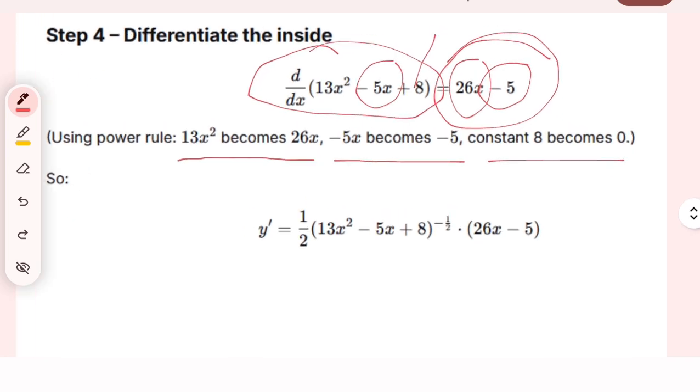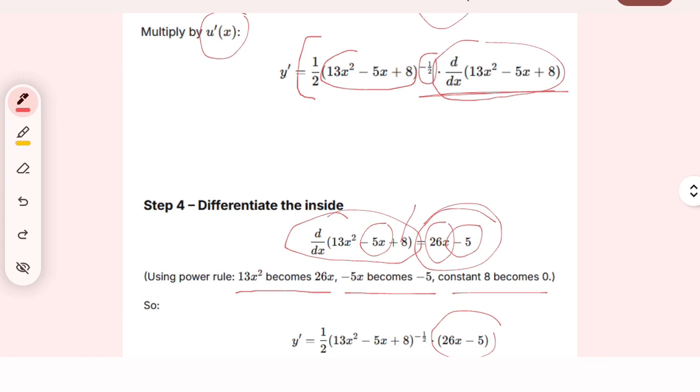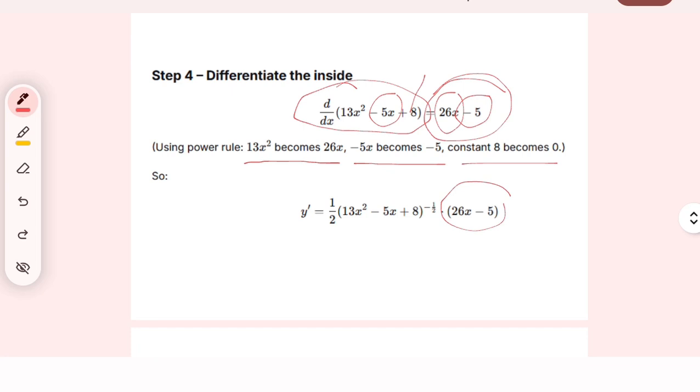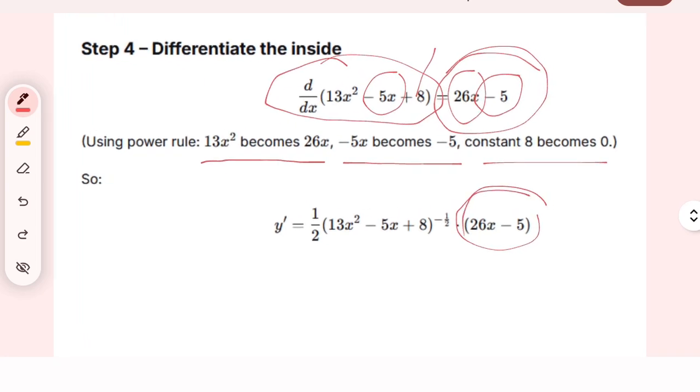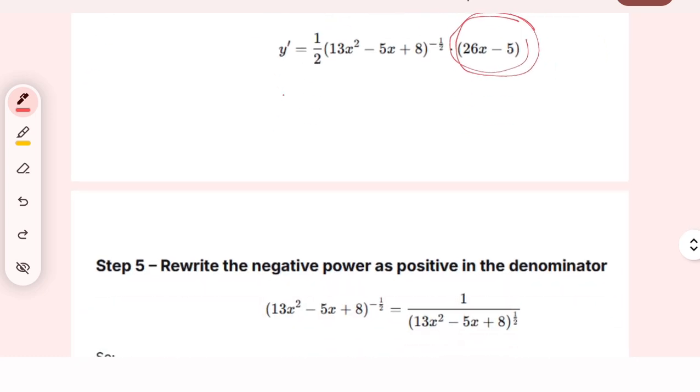Alright, and now we have that, we need to put it back into the chain rule equation. So to complete it, so it's actually here, right? Remember, it was this one, right? We need the derivative of that, and then we put it back in here, right? 26x minus 5. Now that we have it complete over there, we just need to think of what we should do next. We can rewrite the negative power as positive in the denominator.